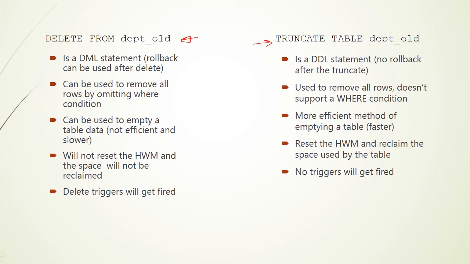You cannot specify rollback. The delete statement can be used to remove all rows by omitting a WHERE condition. So if you don't specify a WHERE condition, delete will remove all records. Truncate is also used to remove all records, but it does not support a WHERE condition. You cannot specify TRUNCATE TABLE dept_old WHERE, for example, department_id = 1. You cannot specify a WHERE condition in truncate.